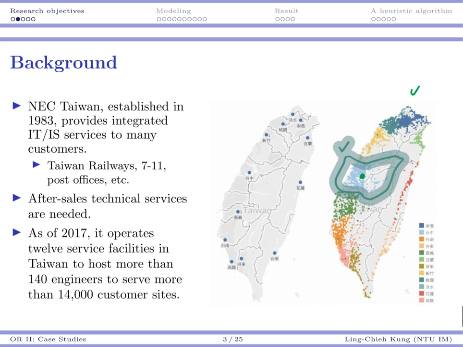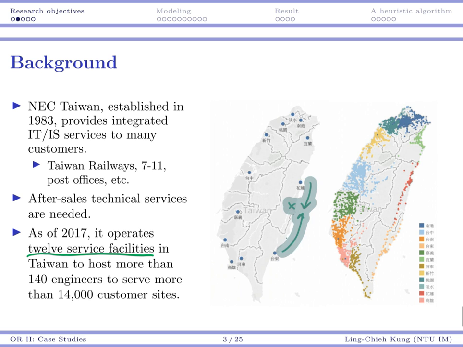The reason to have a lot of facilities all around Taiwan is that if a 7-Eleven, some convenience store here, has a machine that got broken, then you need to send someone to travel from here to there to do the service. And you don't want an engineer to travel too long a distance. That's why traditionally they build a lot of offices around Taiwan.